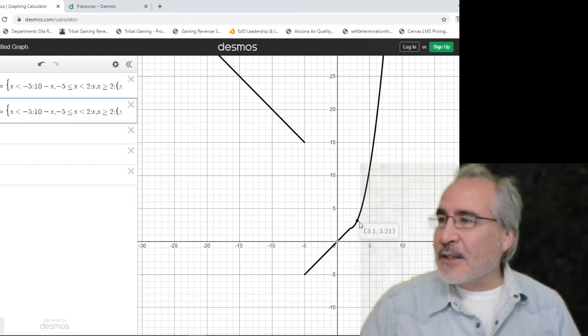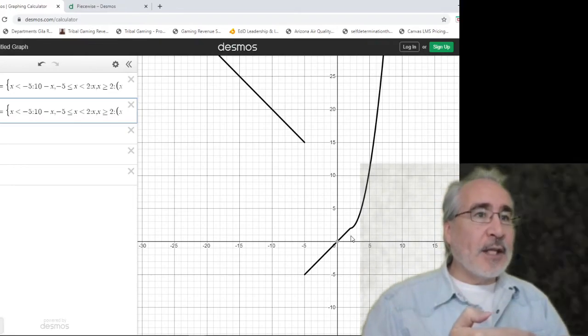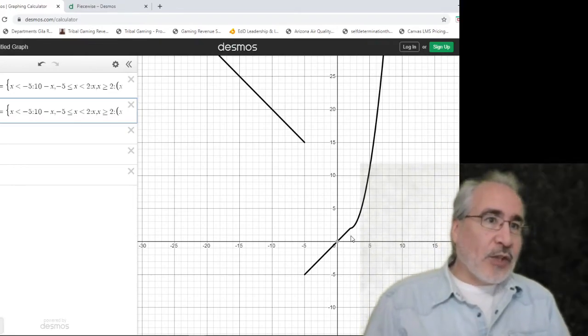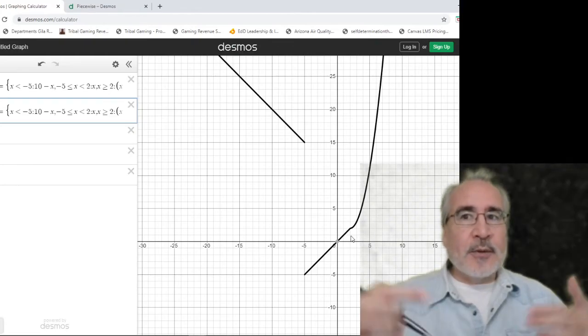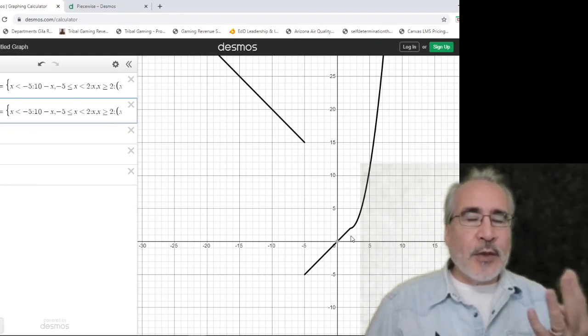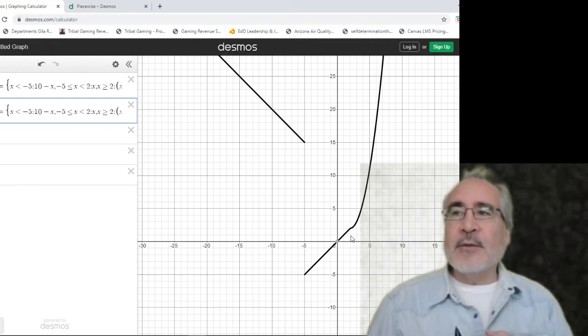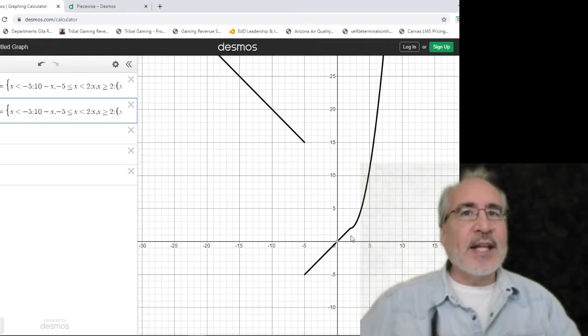This is continuous. To be continuous, left and right limits have to be equal. That gives us a two-sided limit that gives us a value. The function value also has to be equal. Boom, we've got continuity. If any one of those four things is not equal, is something different, then we get discontinuous because we've got a jump there.